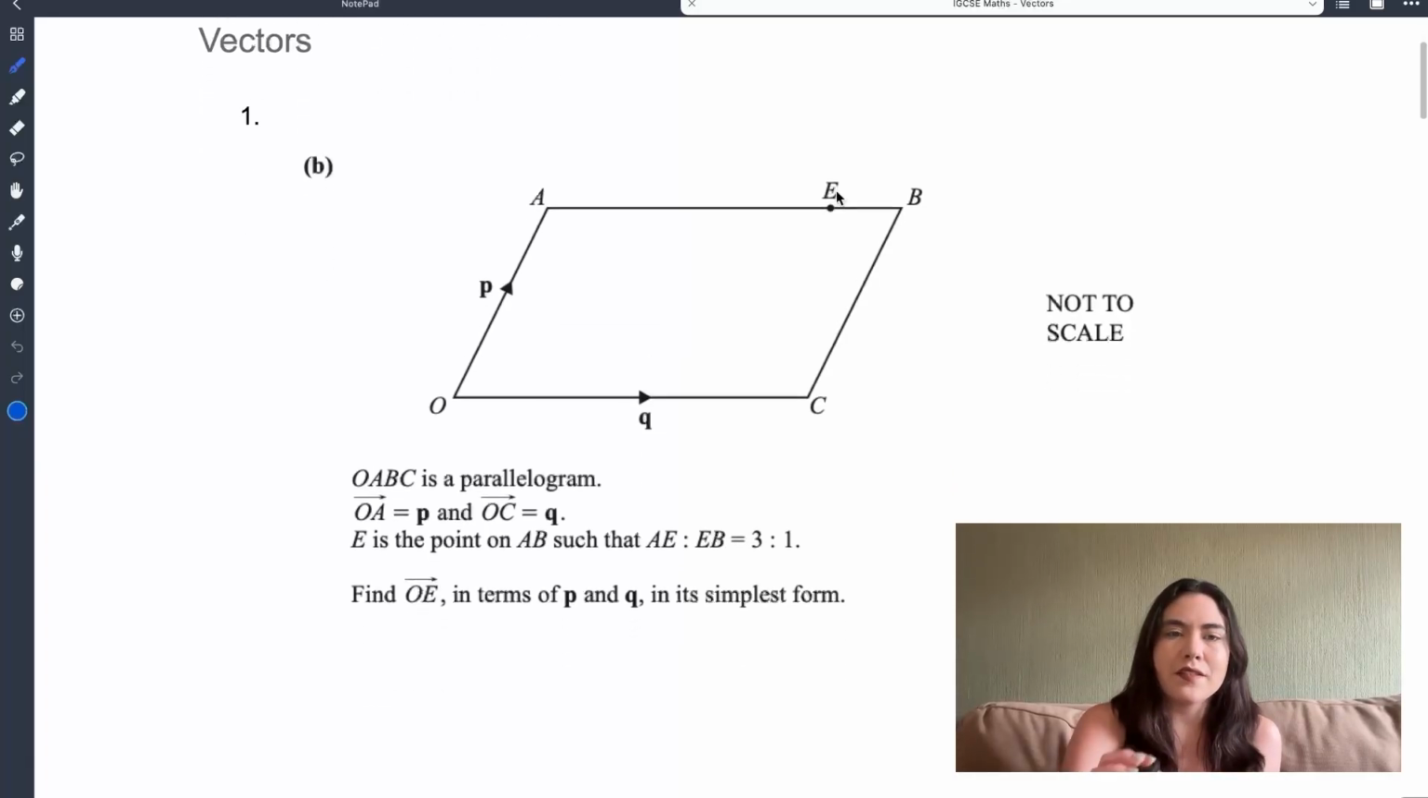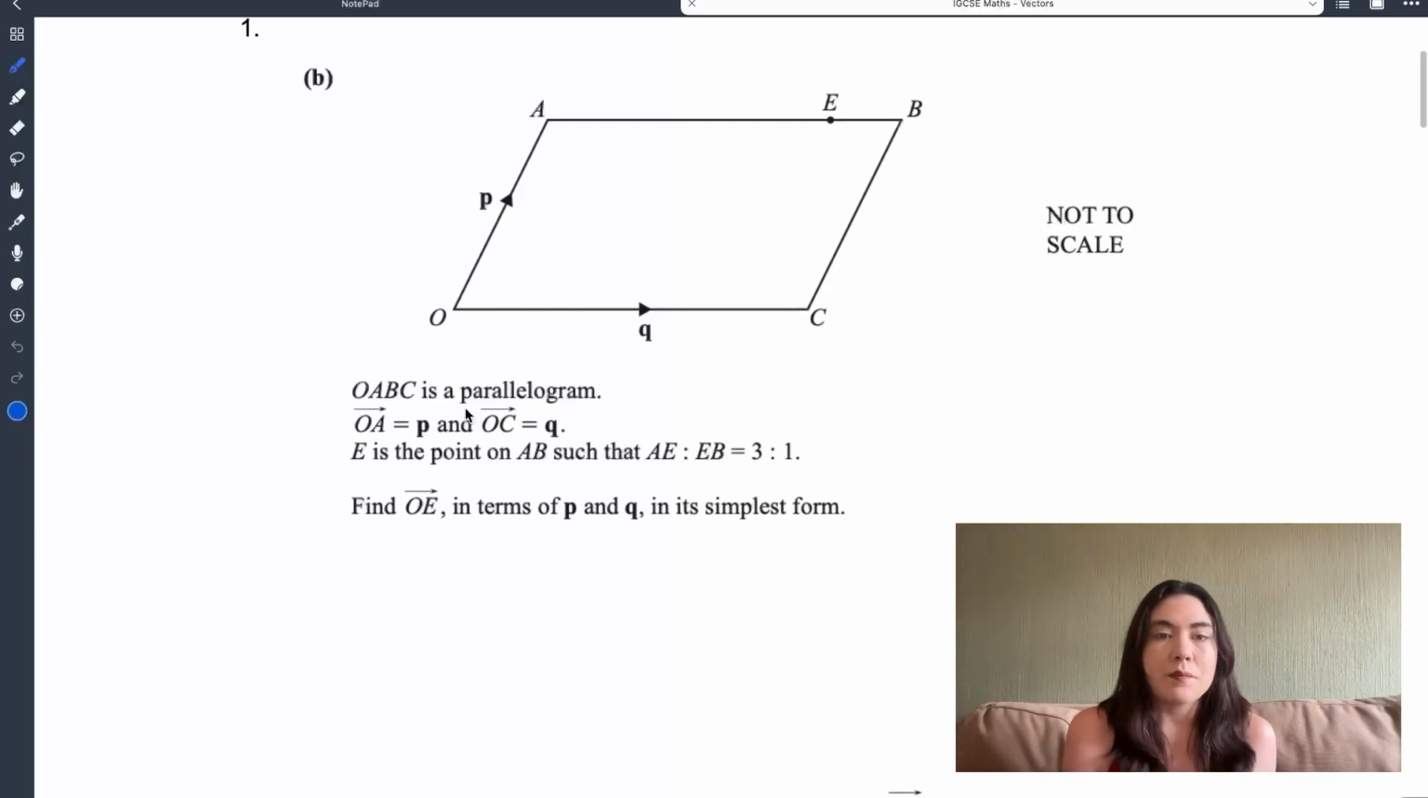Question 1 basically says, OABC is a parallelogram. OA is equal to P and OC is equal to Q. E is a point on AB such that AE to EB is in a ratio of 3:1. Find OE in terms of P and Q in its simplest form. Now, if I read that out loud and overwhelmed you, I don't blame you. The most important thing with vectors, before you even try to attempt to answer the question, as I always say, is to break the question down into simpler wording, simpler understanding.